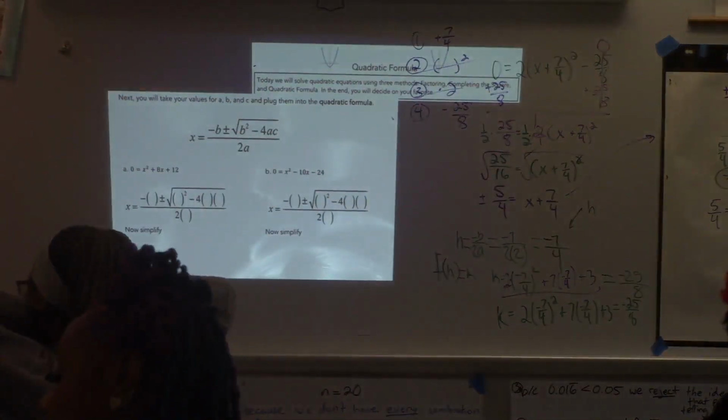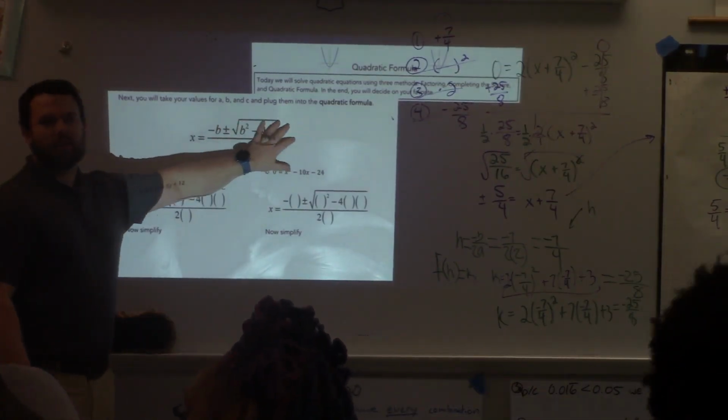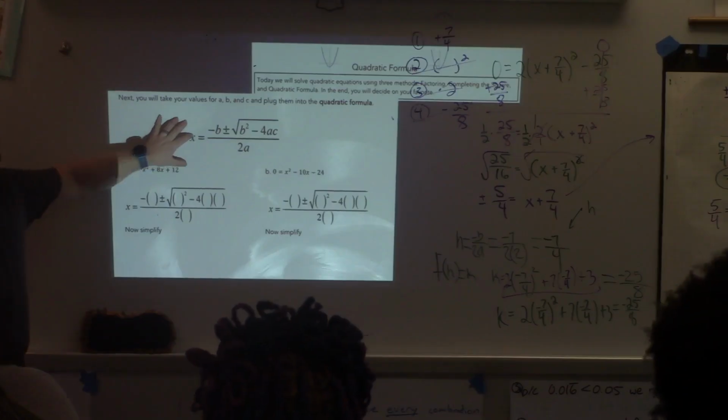Alright, but let's break this down. So, what is this formula right here called? Quadratic formula. Quadratic formula, right?